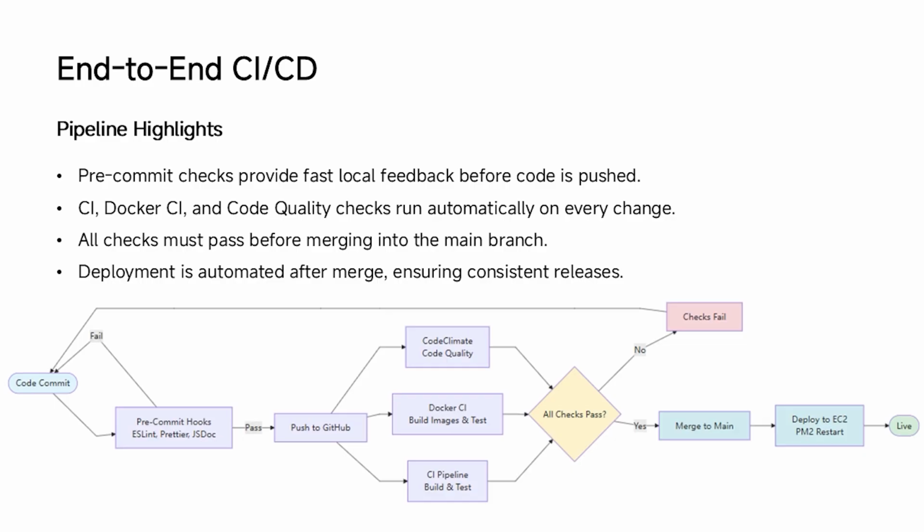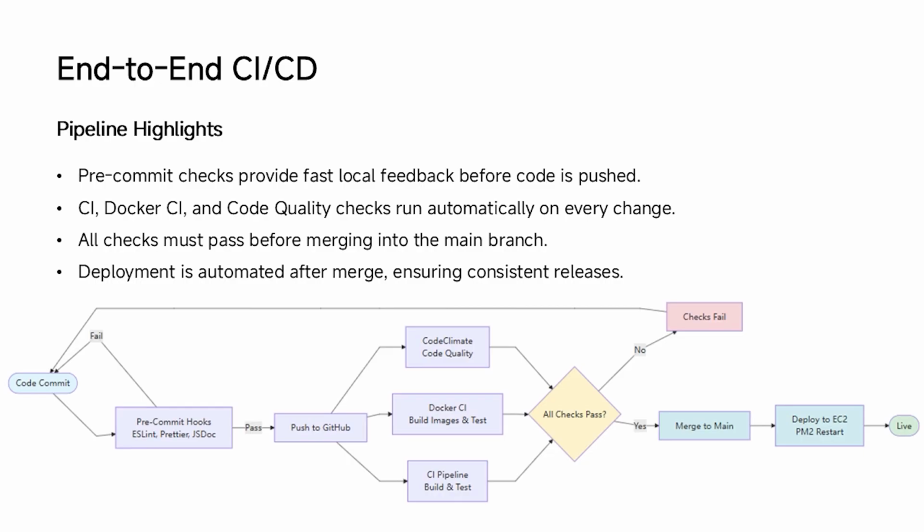Once all pre-commit checks pass, the code is pushed to GitHub, which triggers multiple automated checks in parallel. First, the CI pipeline builds the project and runs unit tests to verify core functionality. At the same time, our Docker CI workflows build Docker images and run tests inside the containers, ensuring the application works in the same environment used for deployment. In parallel, Code Climate analyzes the codebase for quality issues such as complexity, duplication, and maintainability. All of these results feed into a single decision point.